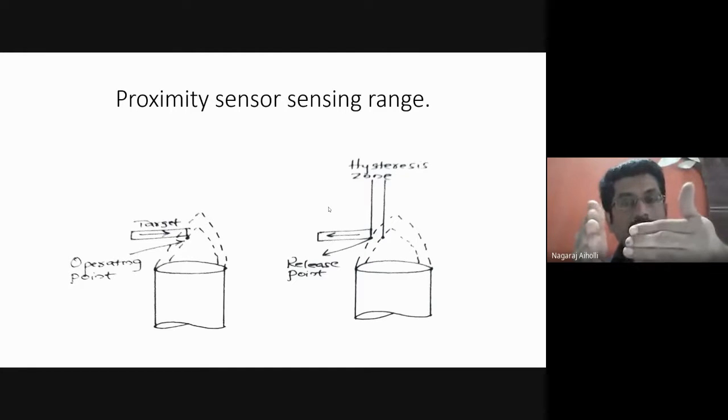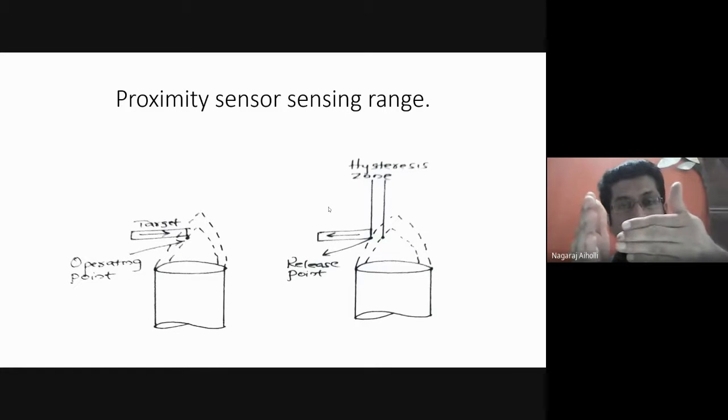So at this point, what is happening? The sensor is detecting the target object. This point is called the operating point, or the nearing point, the nearby point.